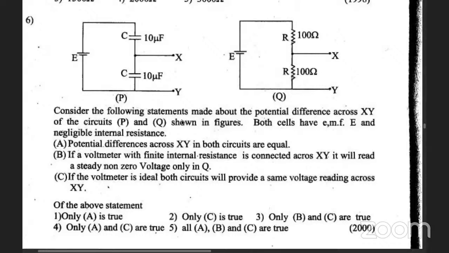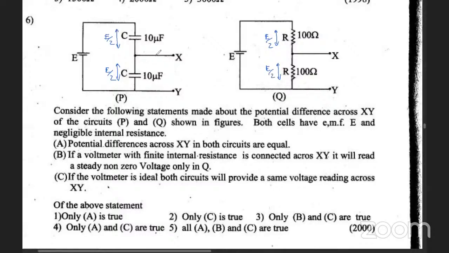What's going to happen now? People, this is a battery E, and they have put two capacitors in series, and two resistors in series. Both are equal in magnitude. See, 100 ohm, 100 ohm, 10 microfarad, 10 microfarad. So what will happen? This E will be equally distributed among these two, E by 2, and here also E by 2. I hope it is clear. Here also the same thing is going to happen. Since they are using equal resistors, the voltage will be equally distributed, E by 2, E by 2.